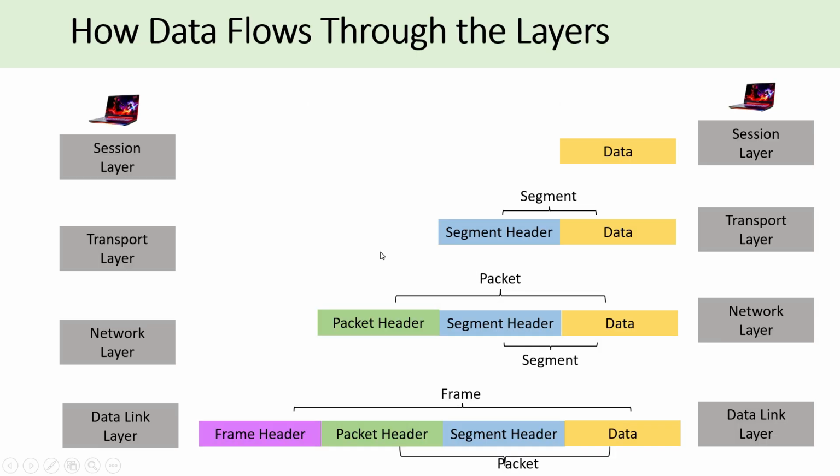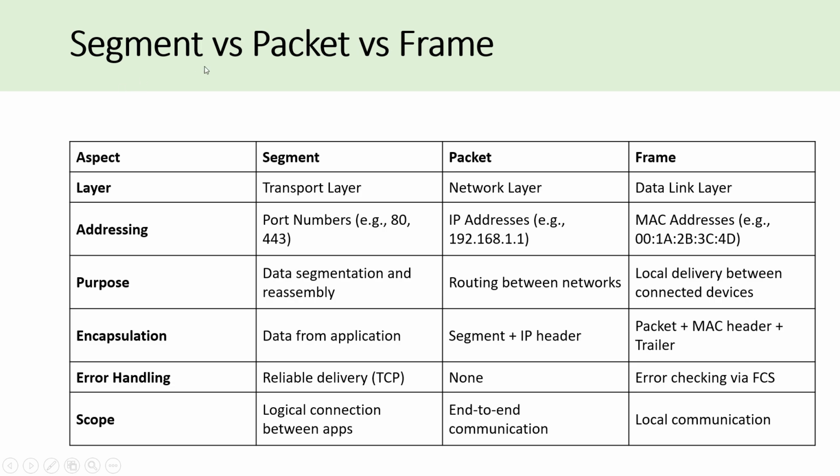Okay. Now you can see how the data flows through the layers. Here the data is split at the transport layer. Here in the network layer, a packet header is added to the segment and creates the IP packet. In the data link layer, a frame header is added to the packet and creates the frame. Here I have put a segment versus packet versus frame comparison. You can take more information from this table also.